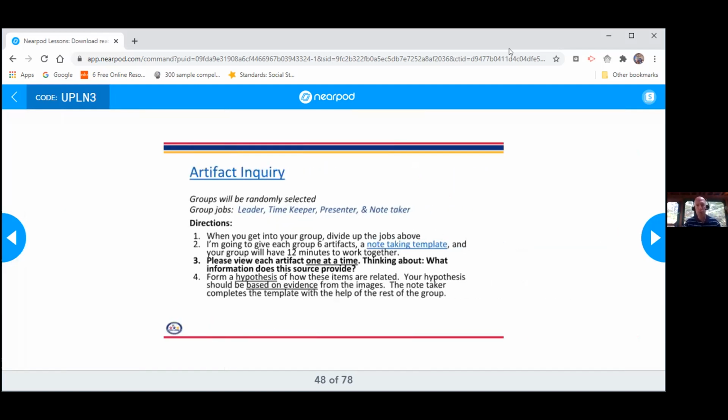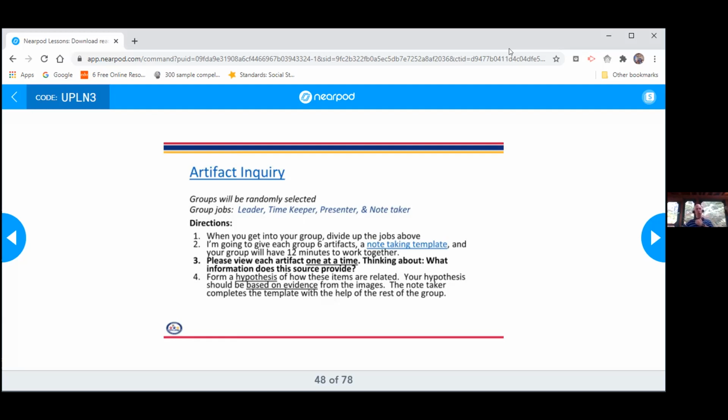And then I would give them this slide here, and I would go over the directions here. And basically, you know, you're going to be in your groups. We're going to divide up the jobs. You're going to have those 6 artifacts. You're going to have a note-taking template that the note taker is going to write on for the group. You're going to have about 12 minutes to work together. And you're going to review one artifact at a time. And you're going to think about what information does this source provide.